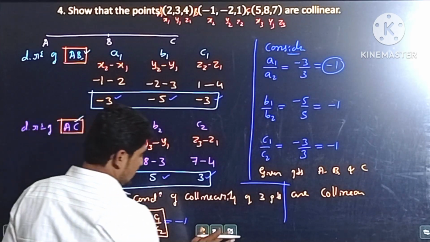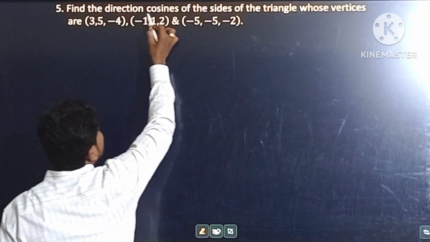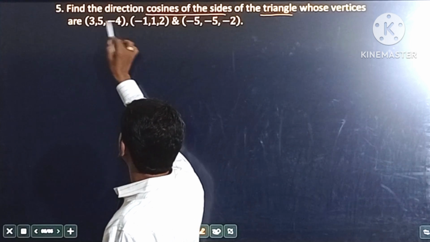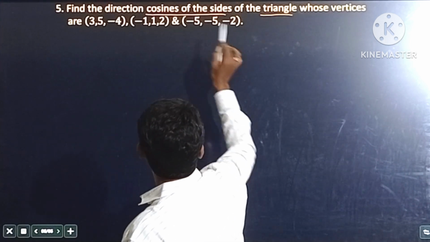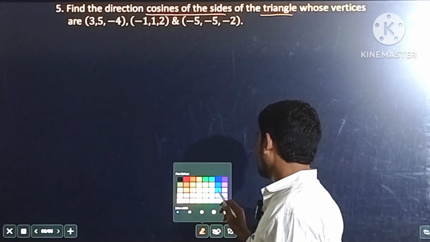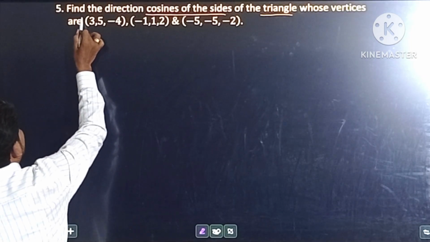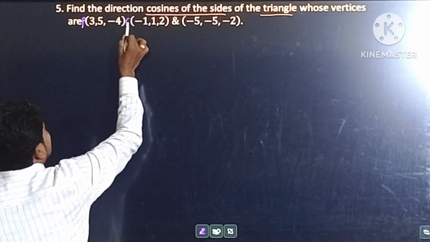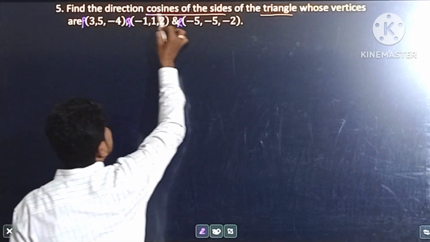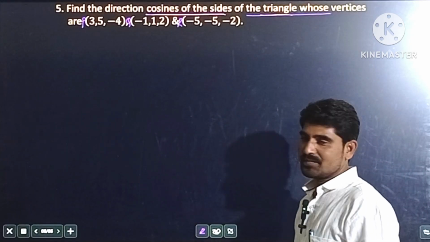So let's start the next question. The next question is: find the direction cosines of the sides of the triangle whose vertices are given by (3, 5, minus 4), (minus 1, 1, 2) and (minus 5, minus 5, minus 2). See here, he has given the vertices of the triangle. So let's say the first vertex is P, the second vertex is Q and the third vertex is R. So we need to identify the direction cosines of the sides of the triangle PQR.